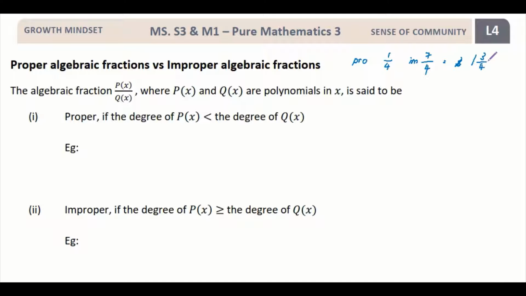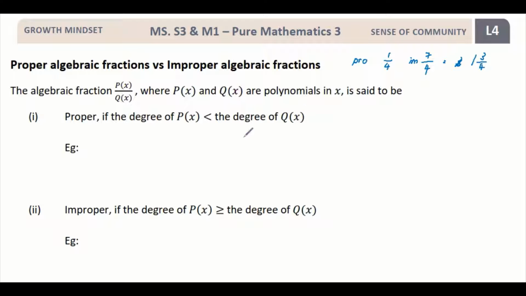The same thing applies in algebraic fractions: you have proper and improper also. But the difference is that in algebra we have an unknown or variable in the numerator or denominator, so how do we know whether it's bigger or smaller? We'll use this. If you have a fraction that is the function p(x) over the function q(x), where p and q are polynomials, and the degree of p(x) is smaller than that of q(x), it is proper.